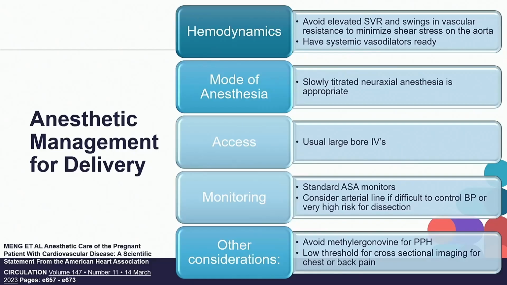And also just remember to have a low threshold for cross-sectional imaging, so CT or MRI, if there's chest or back pain. Echo is not always the best, even at capturing a type A, because it very much depends on the windows that you're going to get, which may be difficult depending on pregnancy or postpartum and body habitus and that sort of thing.